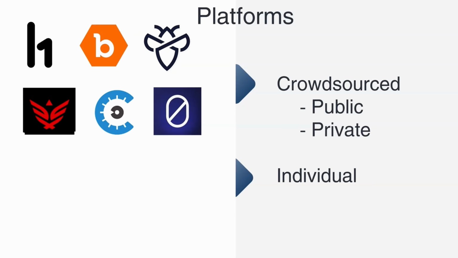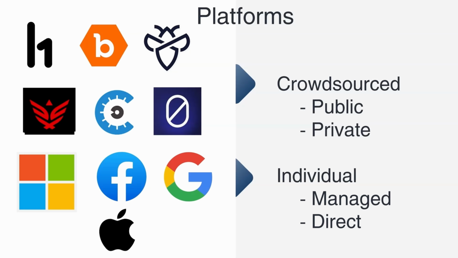Next type is individually hosted bug bounty platforms. Those are managed by the organizations themselves and are direct in nature. Here, a researcher can register on those individual platforms and start doing security research. After submitting any vulnerability, the company's internal security team will validate that finding, and if it is a valid issue, the researcher will be rewarded. Some examples of individually managed bug bounty programs are Microsoft, Meta or Facebook, Google, and Apple.